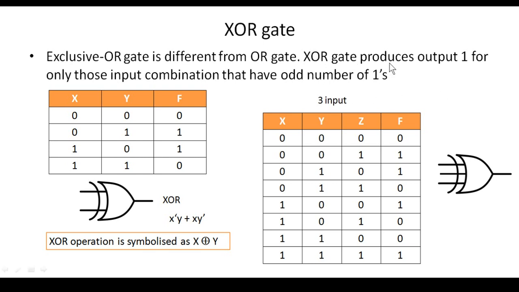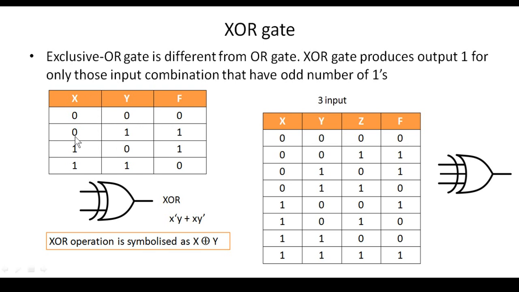XOR gate produces output 1 for only those input combinations that have an odd number of ones. When you take the truth table, if you find any row has an odd number of 1s, then the output is 1. So you can see the first row, you got 2 zeros, that means you got an even number of ones, so the output is 0.